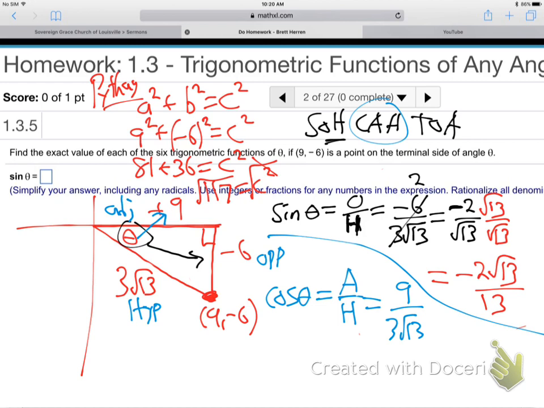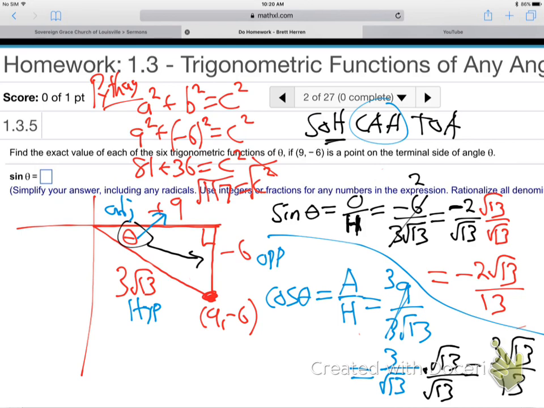So 9 over 3 root 13. 3 goes into 9 3 times, so we get 3 over root 13. Can't leave the root 13 in the bottom. Multiply top and bottom by root 13. I'm running out of room here. So we're going to get 3 root 13 over a plain 13. And there we go.